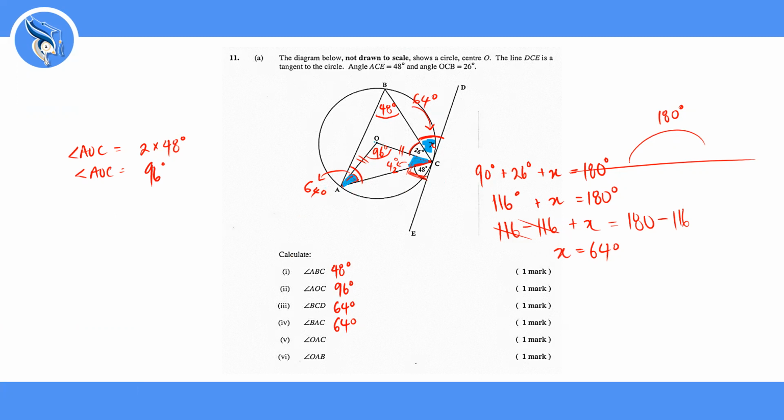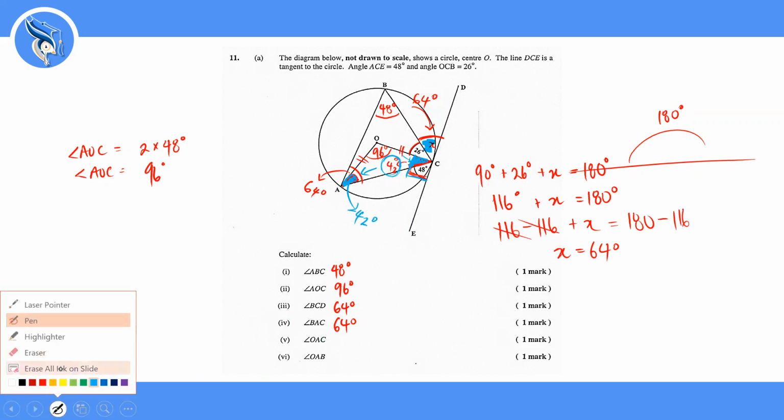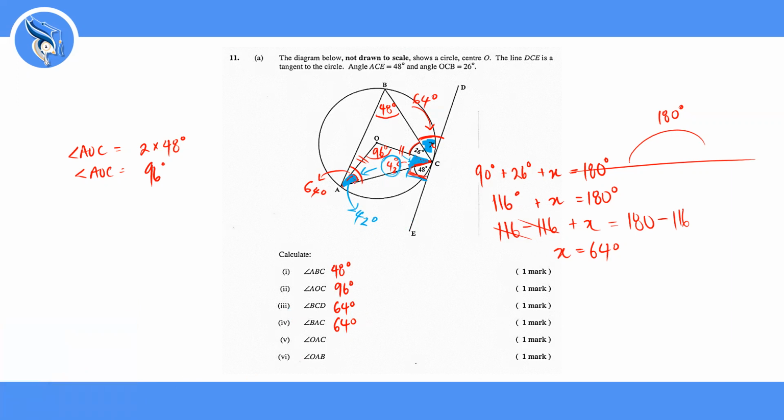So remember, the angle formed between the radius and a tangent is equal to 90 degrees. So if we subtract 48 from 90, we'd be able to get this 42 right here. And if this over here is 42, that means this on this side here, again, is also 42 degrees, right? So that means that angle OAC is equal to 42 degrees. These are all 1-mark questions, right?